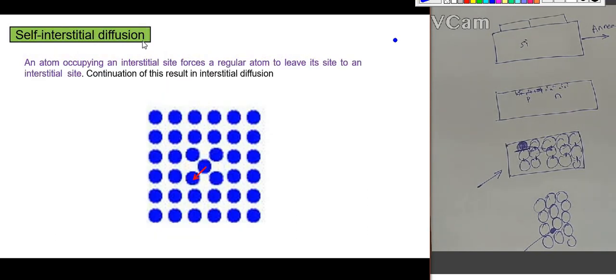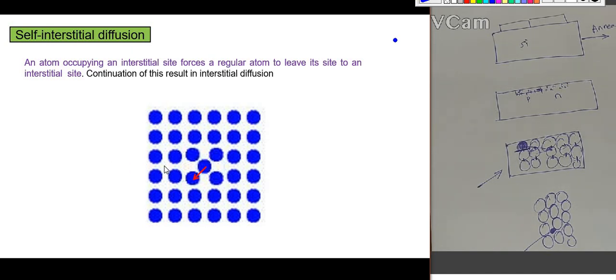Another one is self-interstitial diffusion. Here we can see an atom occupying an interstitial site forces a regular atom to leave its site for an interstitial site. So here this is not an interstitial atom. This is a regular atom, and this regular atom moves from its regular lattice point and occupies an interstitial position. Such diffusion is called self-interstitial diffusion.